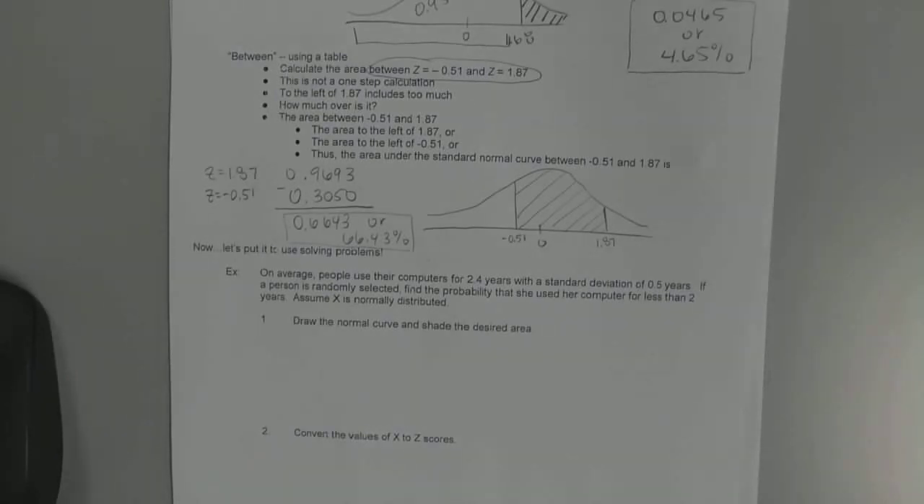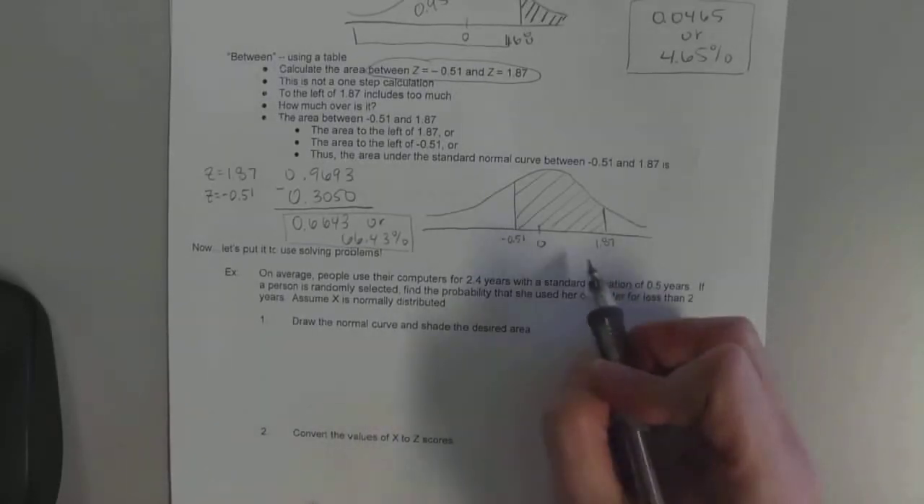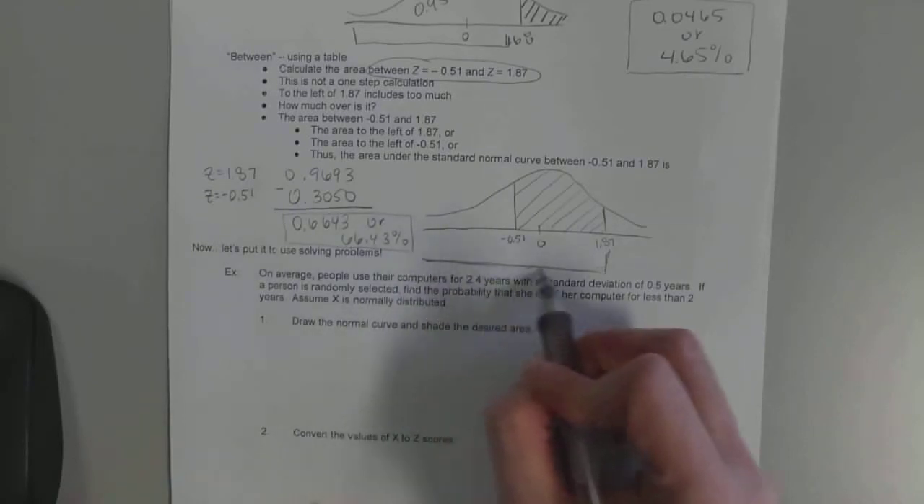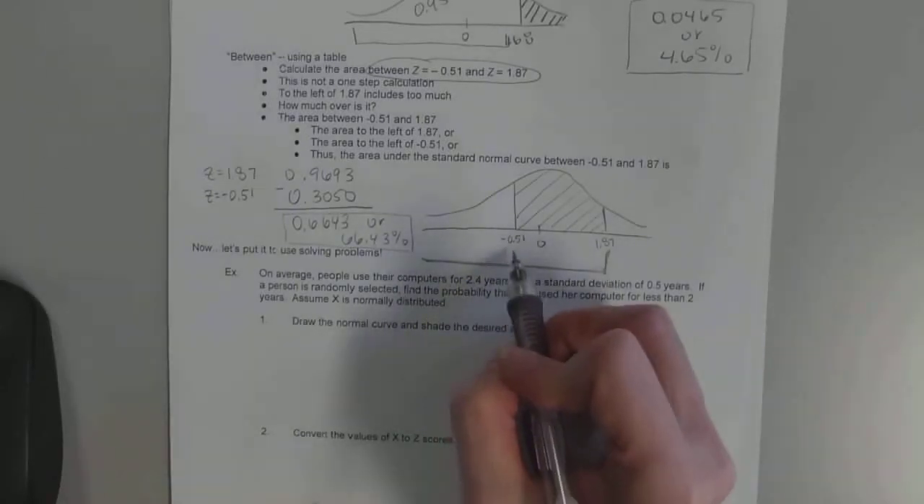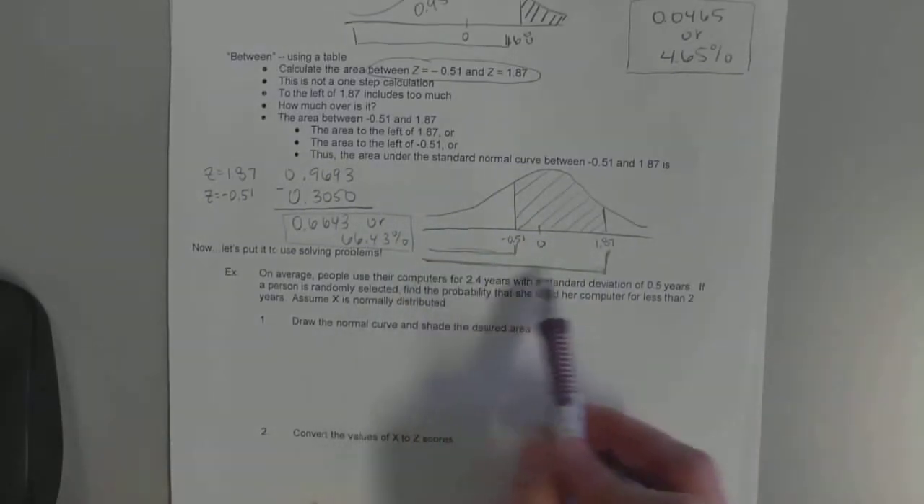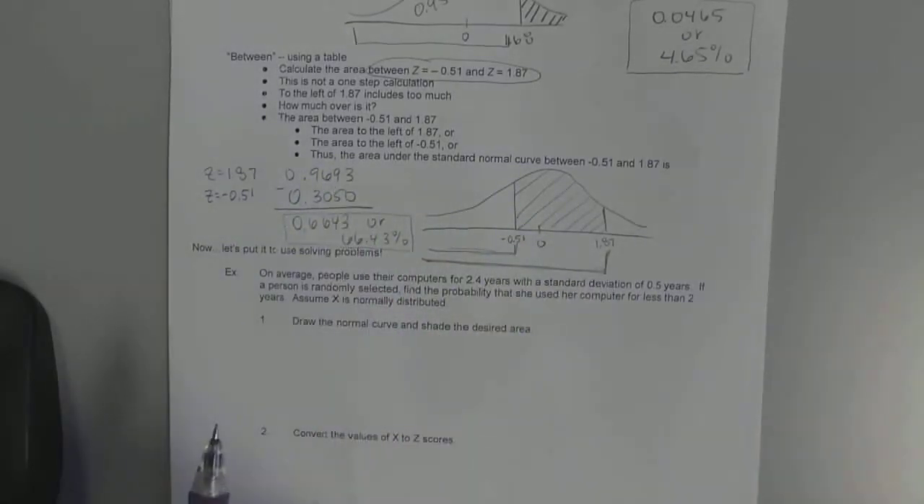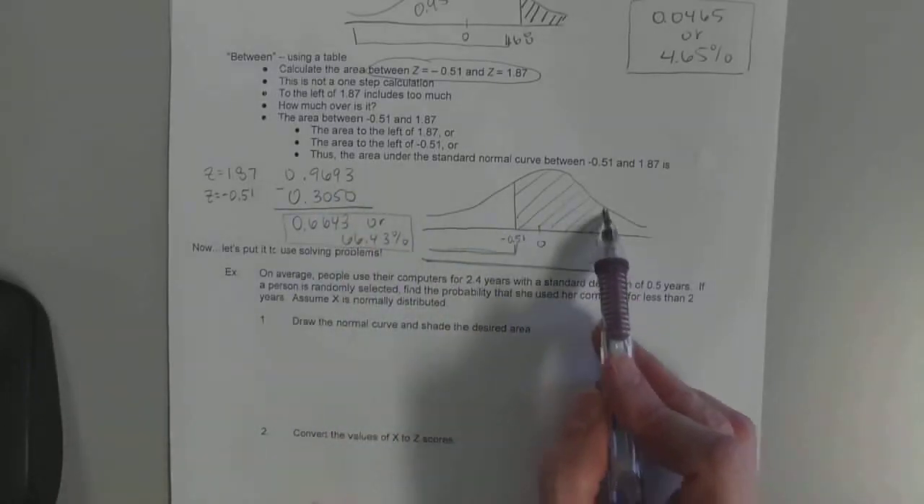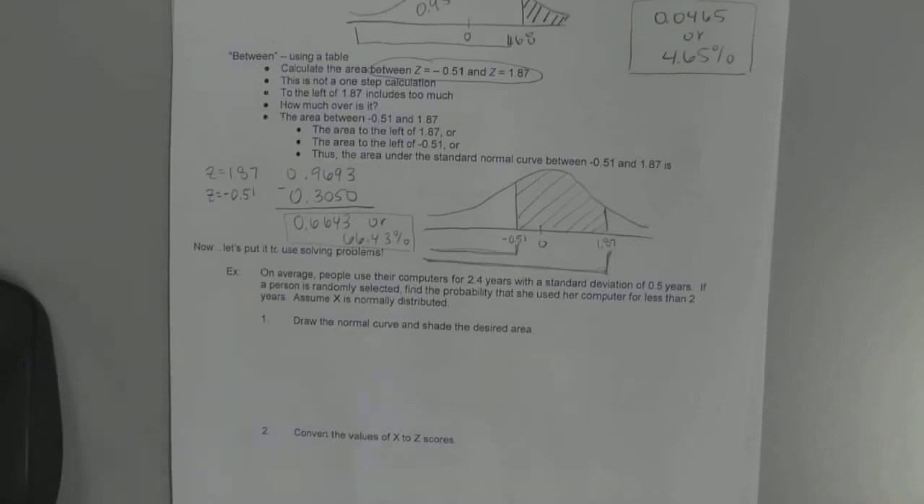Let me tell you why it works, because some people think it's just magic. When we looked up 1.87, we looked up all this area. Did we want all this area, though? No. What do we want to get rid of? His area. So all we're doing is taking the large area, aka 9693, and subtracting the area that we don't want, 3050, and it leaves us with the area that we do want, okay? Even if it doesn't make sense, just remember, always look up your furthest guy first, so the bigger area first, minus the smaller.